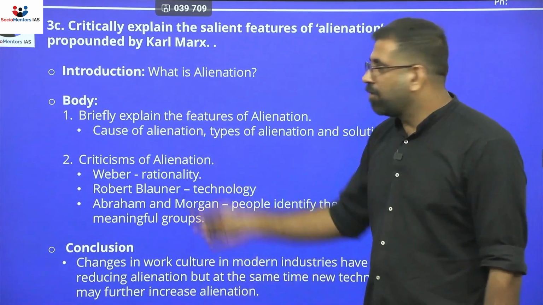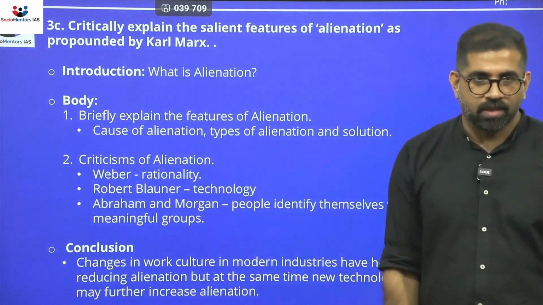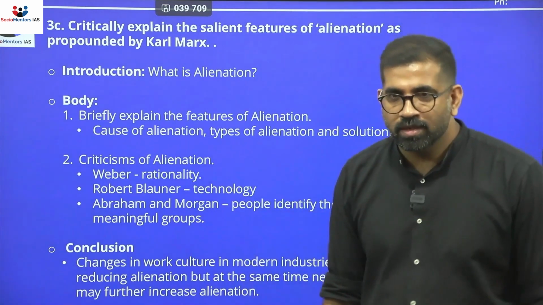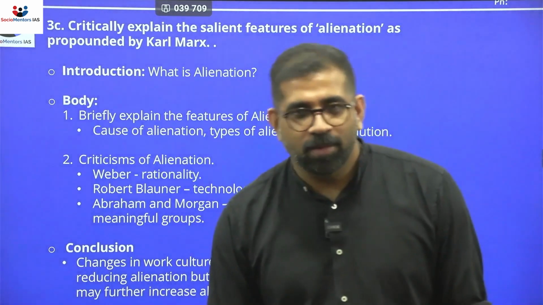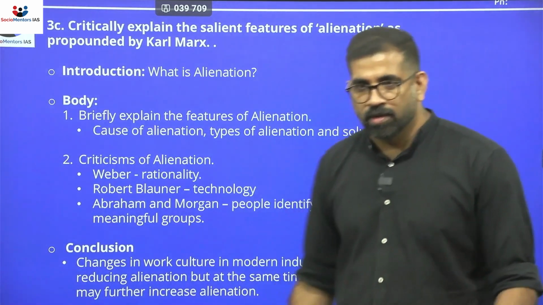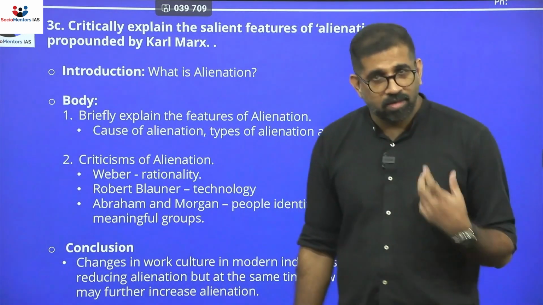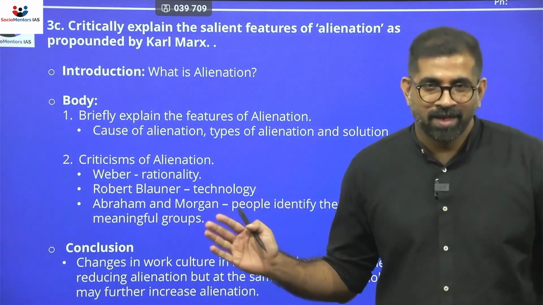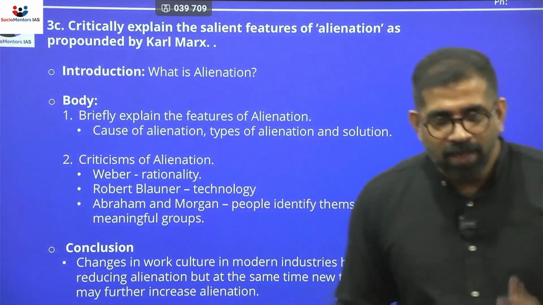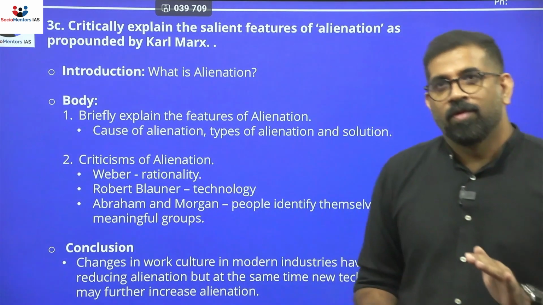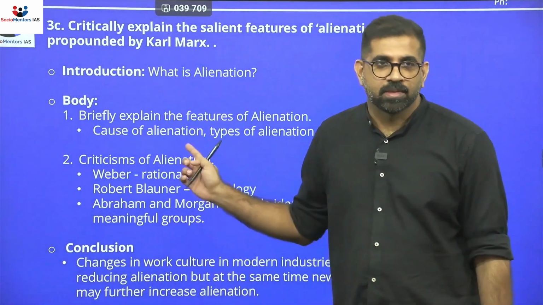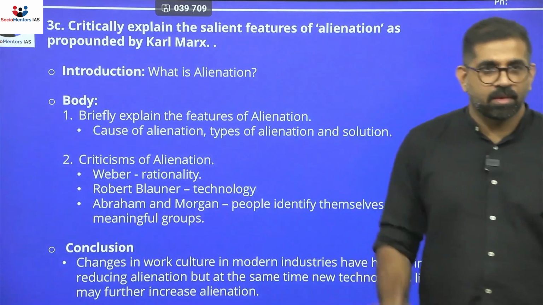Then in the body, you have to briefly explain the features of alienation. Like you have to mention the causes of alienation: division of labor, mechanization, capitalist mode of production. You have to write the different types of alienation. All of these need to be done in a brief way. Okay. Don't explain it at length. Because if you explain that, you will lose around 1.5 pages just for explaining salient features, and you will not get any space for writing the criticism.